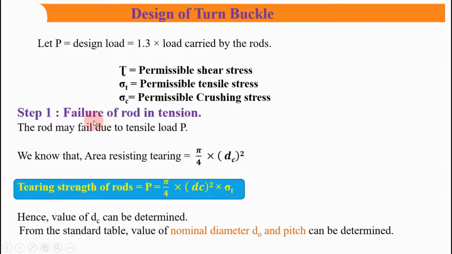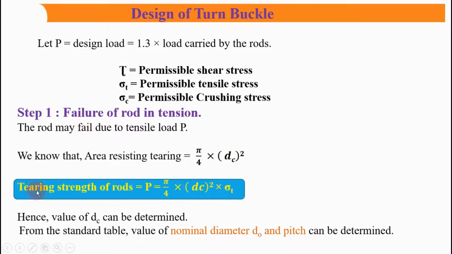So we are checking the rod for tensile failure. That is why we have written the area resisting tearing is equal to pi by 4 into DC square. After that, see guys, we have equated this relation with your load P and your tensile stress sigma T, because tensile load is going to act on your rod. That is why we have equated this load with sigma T.